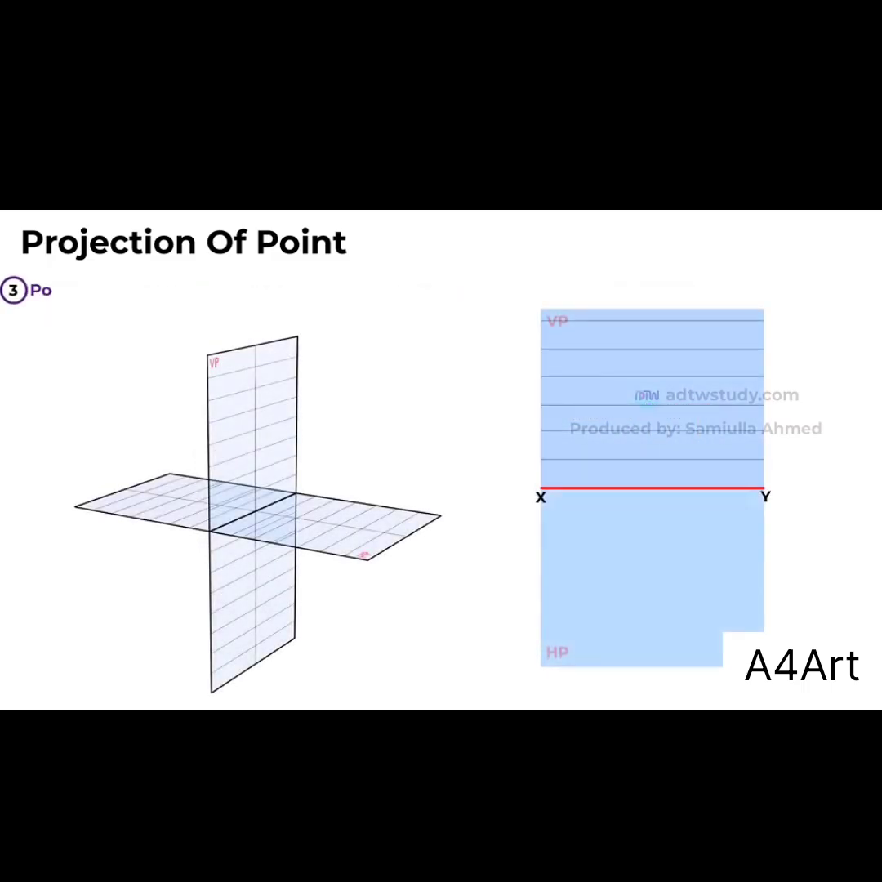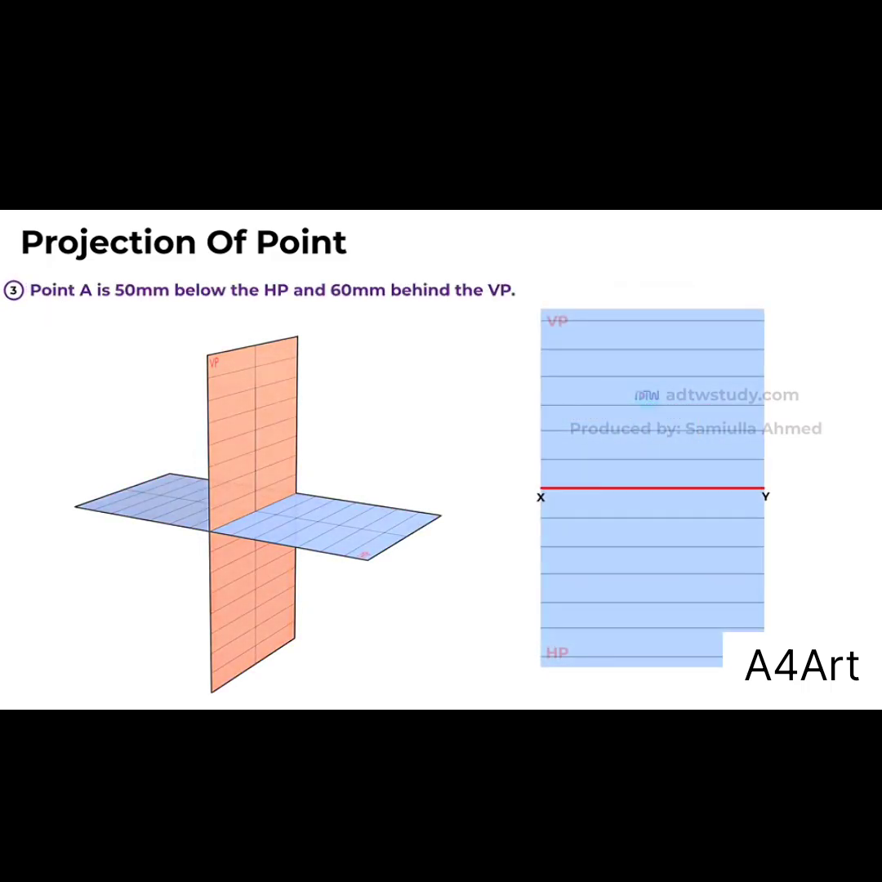Moving on, point A is now 50 mm below the HP and 60 mm behind the VP. This means the point is in the third quadrant. If we position the point below the HP and behind the VP, the top view will be above the XY line, and the front view will be below the XY line. The vertical alignment is evident, with the top view 60 mm above the XY line and the front view 50 mm below the XY line.